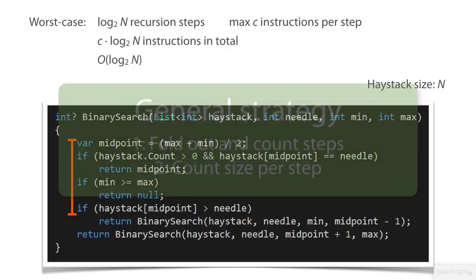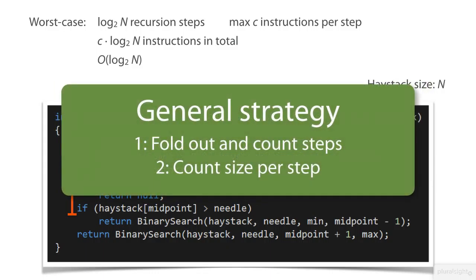So, a good strategy when dealing with complexity analysis of recursive functions is to first try to fold the recursion out and see how many recursion steps we worst case have to deal with, and then count the size in the number of instructions of each step. In our examples, we were lucky that only a constant number of instructions was needed.